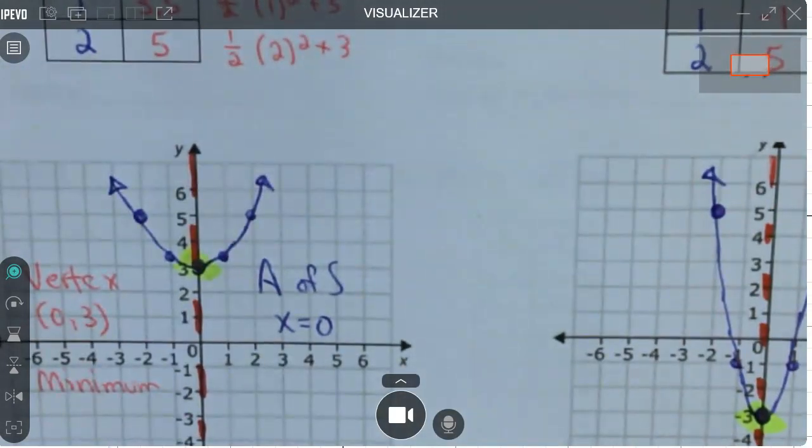All right, go ahead and start your assignment. Do all the table of values, plot your 5 points, identify the vertex and the axis of symmetry. Have fun!